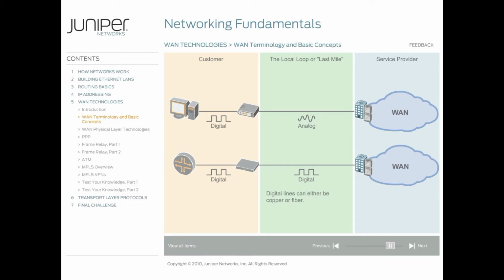Digital lines can either be copper or fiber. In fact, it is not the type of connection, copper or fiber, that dictates the type of line. Rather, it is the equipment being used on the line that dictates whether the line is analog or digital.